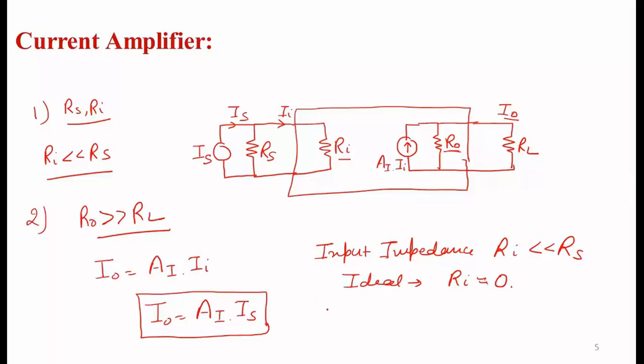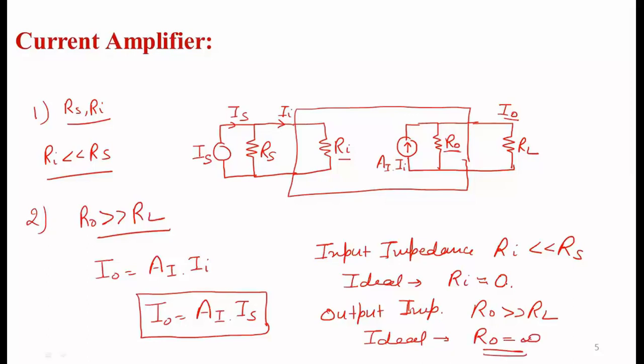The second condition is that the output impedance R naught should be much greater than RL, or for an ideal current amplifier, R naught should be infinite. So for the ideal voltage amplifier, the input impedance should be infinite and the output impedance should be 0, but for the ideal current amplifier, the input resistance or impedance should be 0 and the output resistance should be infinite.